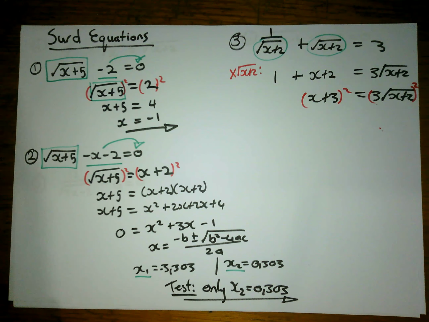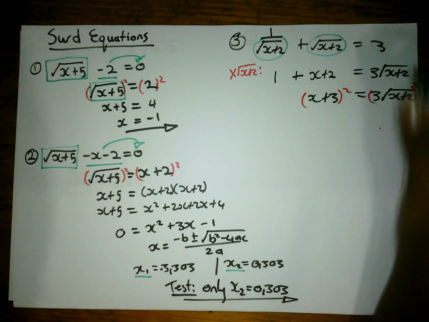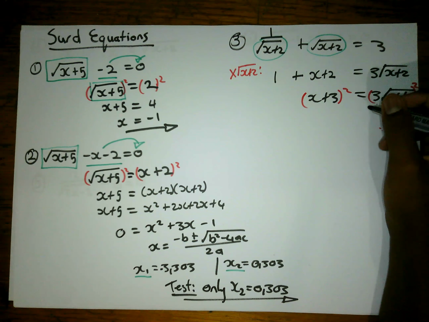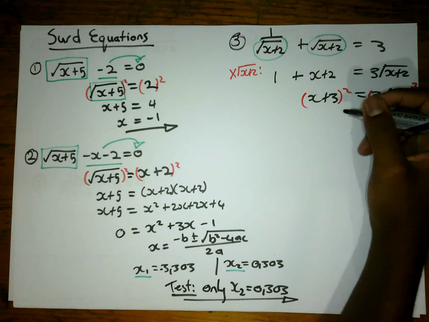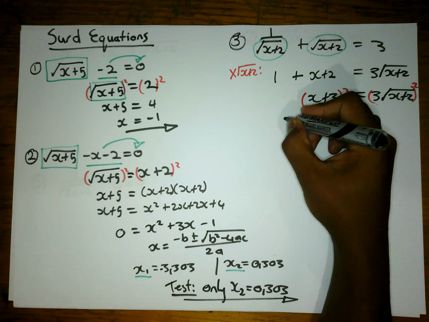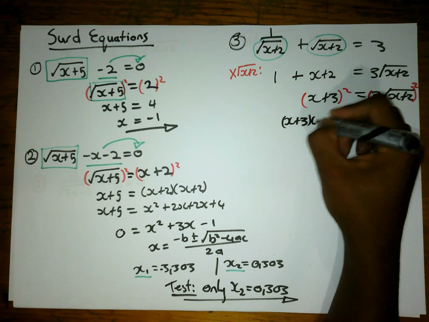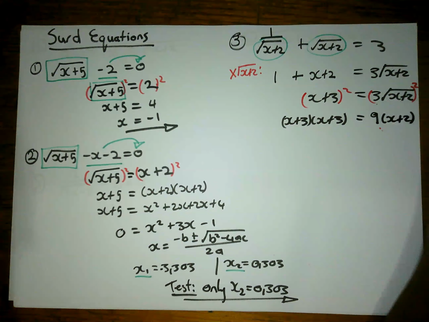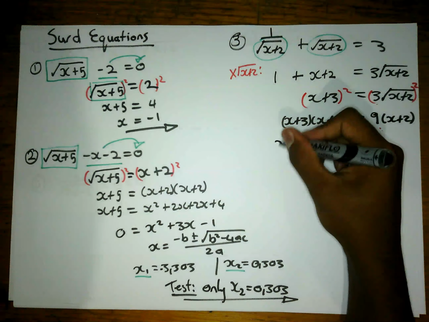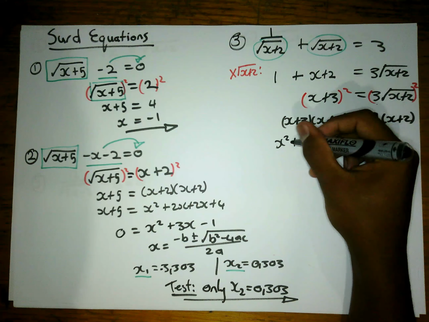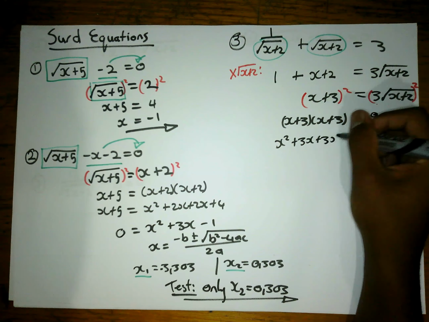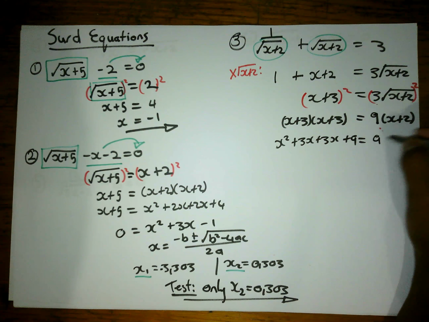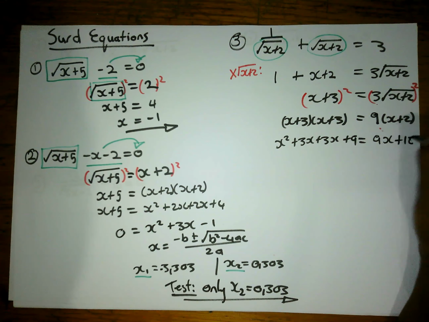Because we can't do anything with it, we can't divide with it, because we don't want a fraction when we're dealing with thirds. So then we are left with, let's just simplify this quickly. So this is x plus 3, x plus 3 equals 9, x plus 2 equals x squared plus 3x plus 3x plus 9 equals 9x plus 18.